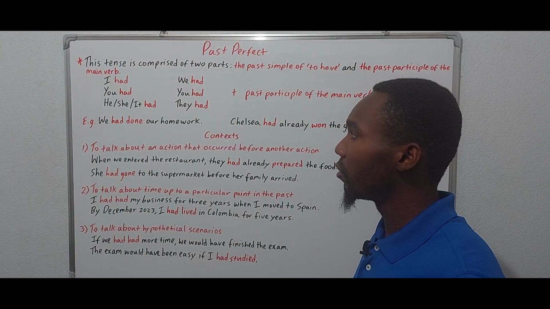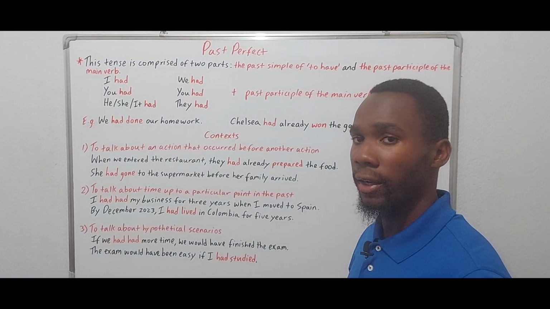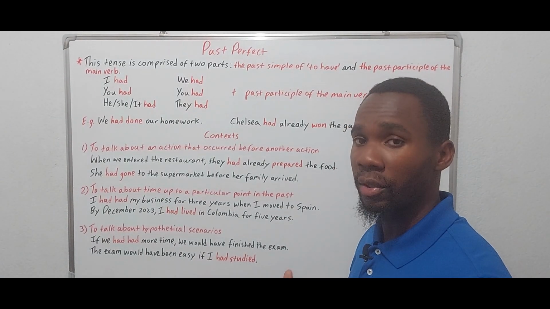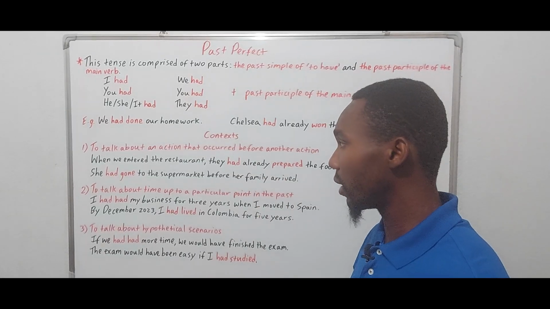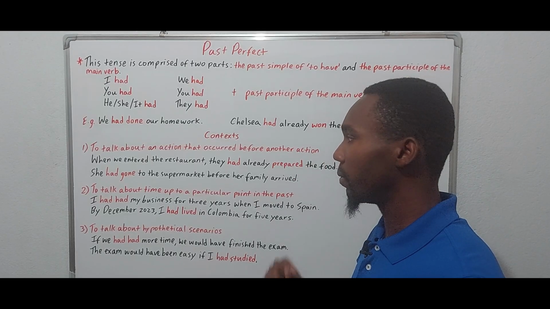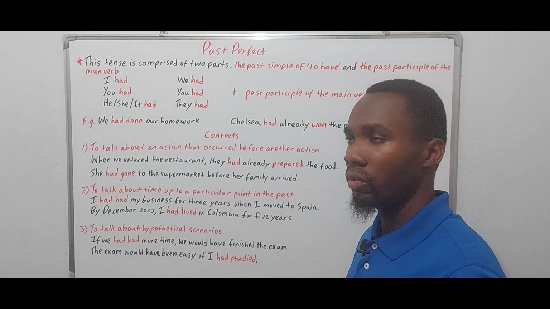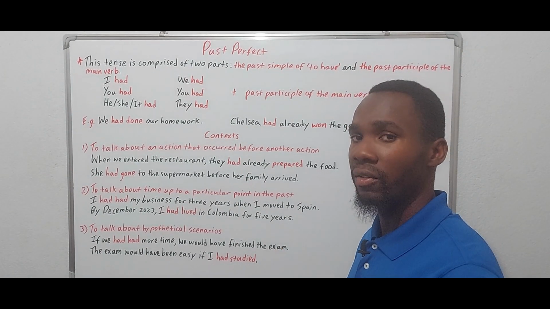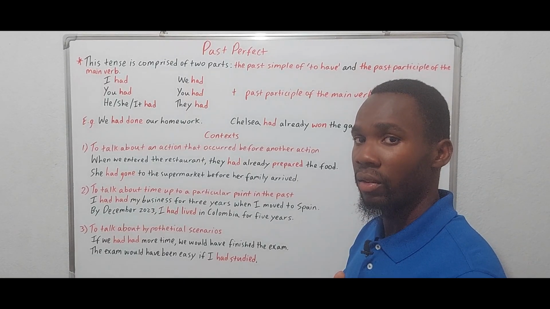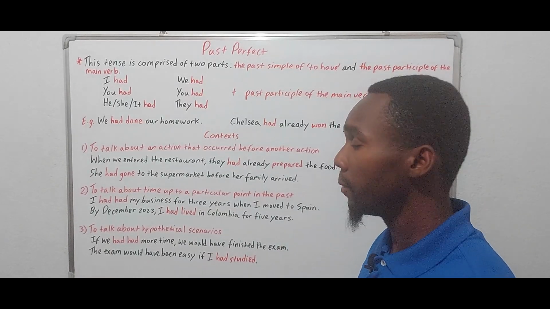Now, the next question, of course, is how do we use it or when do we use it, right? So these are the three contexts in which the past perfect is utilized. First context, to talk about an action that occurred before another action, right? So in the past, when we want to mention two activities, but we want to say that one preceded the other, we use the past perfect for the first event, okay?